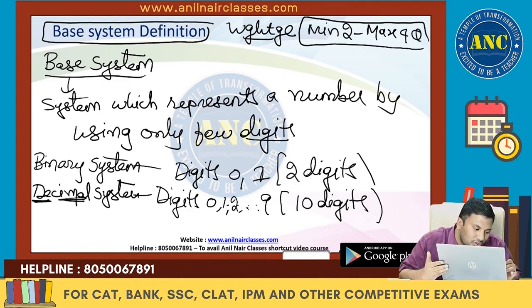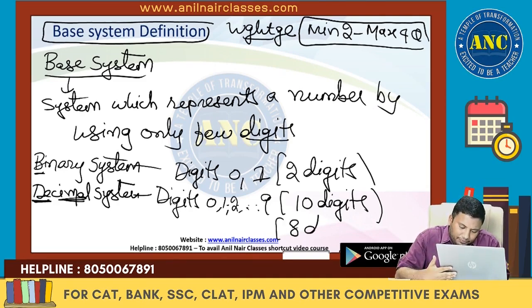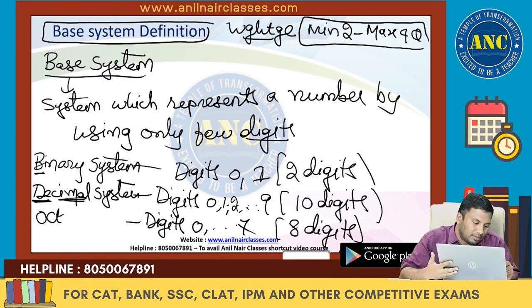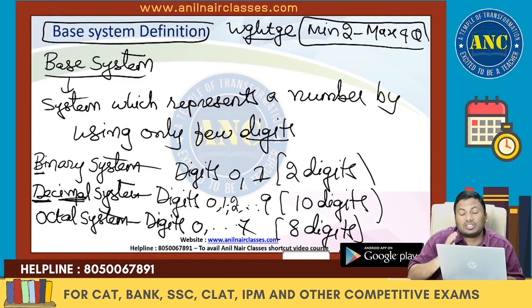A system which uses only 2 digits is called a binary system. Similarly, if a system uses 8 digits, I have to start from 0, so I will use from 0 to 7. 8 is octa in Greek, so it is an octal system. An octal system is a system which uses only 8 digits. A binary system is a system which uses only 2 digits.